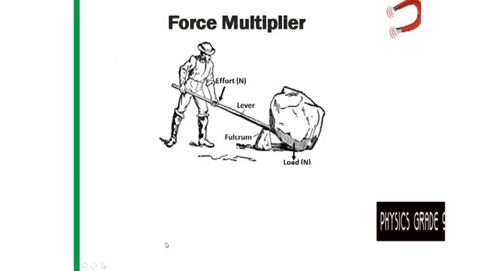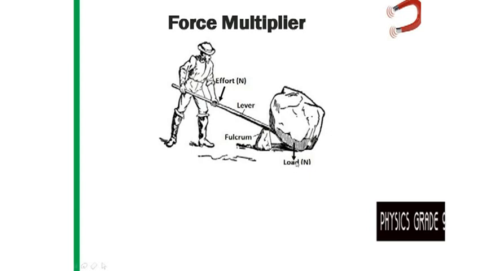So this is an example. This diagram is a nice example of a force multiplier. Here we have a gentleman who's applying an effort force at this point. You can see where his hand is. He's going to push down on that, and you can see the distance between the effort force and the point here, which is the fulcrum. You can see that that distance is much longer than the distance between the fulcrum and the point on the load, let's say at the base of the load.